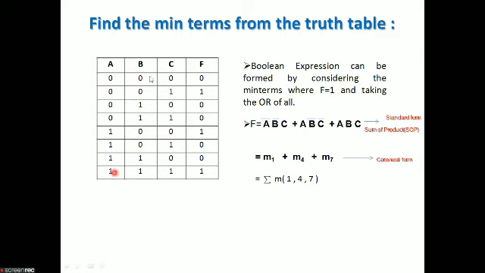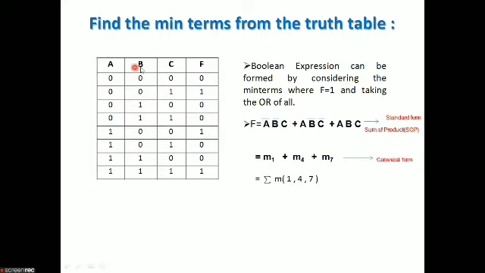Suppose this is the truth table, that is a 3 variable truth table is given, that is a, b and c are the 3 variables, and f is the function. We have to find, first of all, the Boolean expression, and after that from the Boolean expression we have to find the min terms. This is our task. What is our task? We have to find the Boolean expression, and from the Boolean expression we have to find the min terms. Hope this is clear. The task we are going to solve.